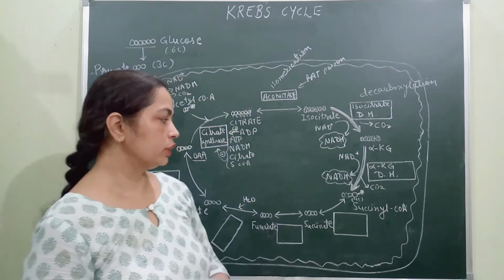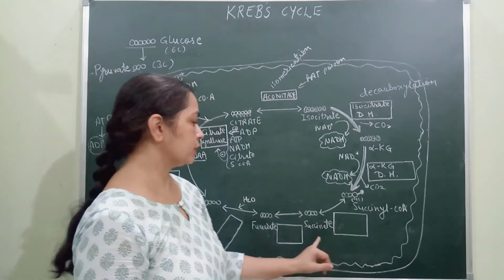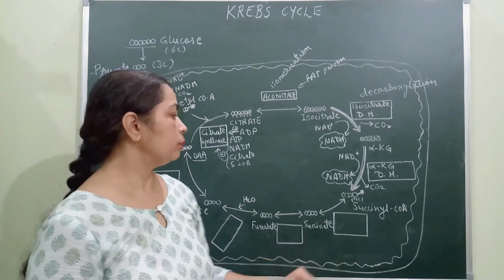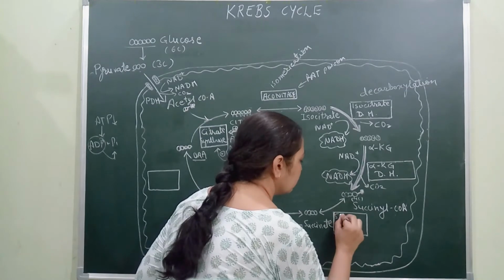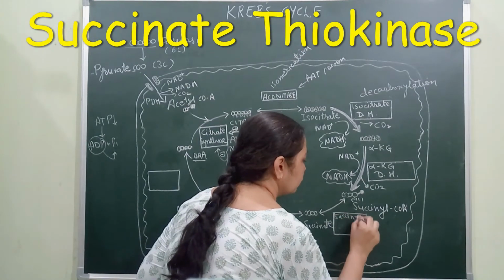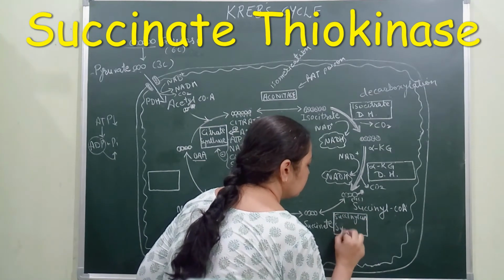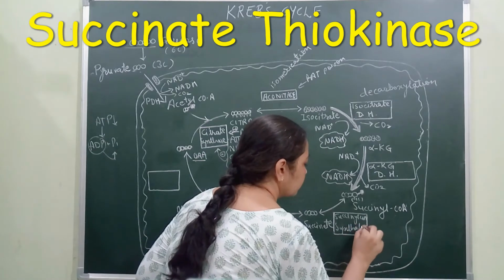Now we have got succinyl-CoA. This succinyl-CoA gets converted into succinate in the presence of the enzyme succinyl-CoA synthetase.